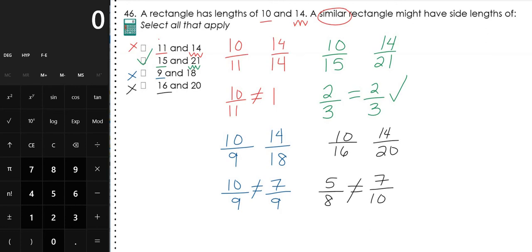We only have one correct choice here. 15 and 21 is the rectangle that matches up to the original rectangle with lengths of 10 and 14. And those will be similar.